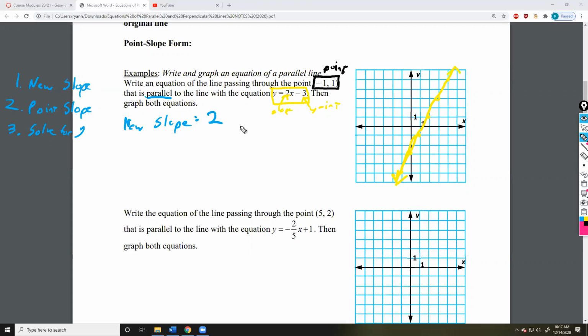So we're going to get out our point slope form. y minus our y coordinate equals the slope times x minus the x coordinate. All right, y minus our y coordinate of the point. Well, the y coordinate of the point, remember, is the second coordinate in the list. It goes x first, then y. So our y coordinate is 1.